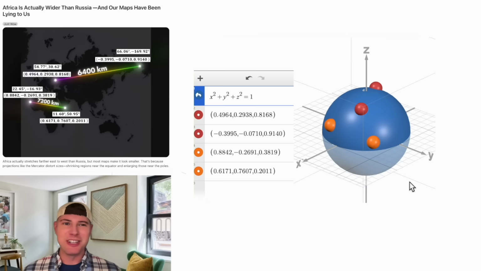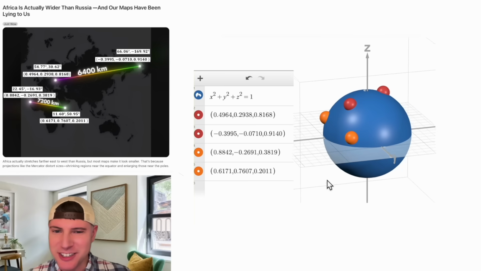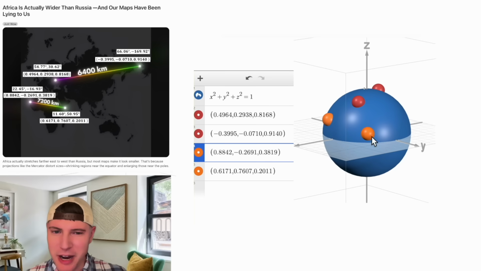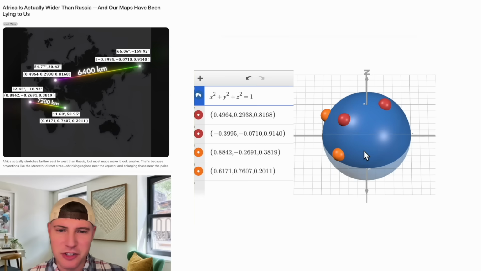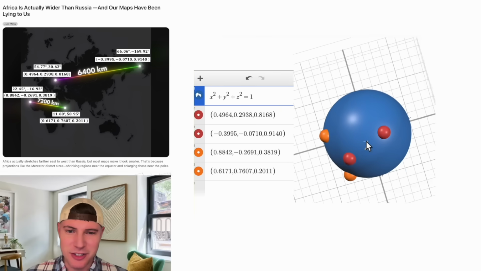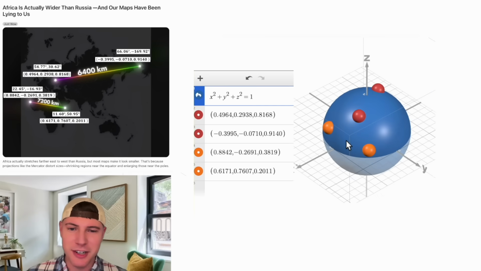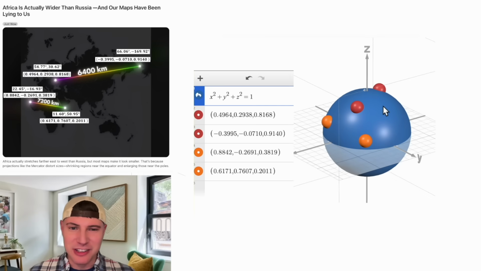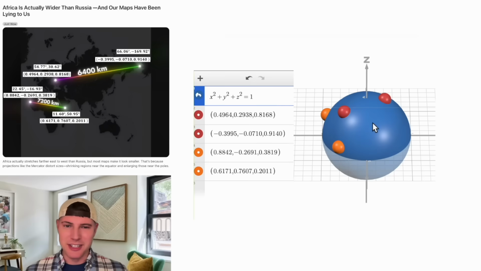Now let's plot these points on our graph. And here they are right here. So these two orange ones are the two Africa ones, and the two red ones are the two Russia ones. These two do look about the same as these two. In fact, these two look a little further. But on the flat map, these two clearly look further apart. So the map really distorts things a lot.